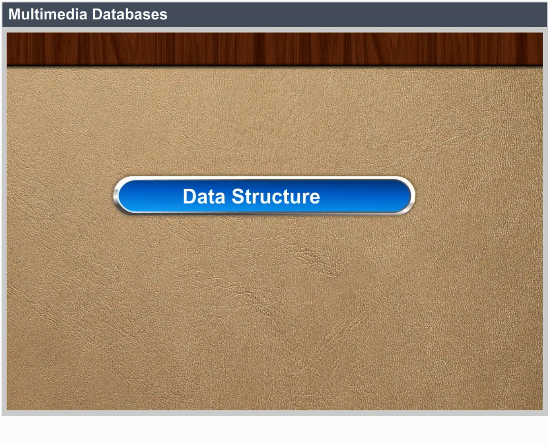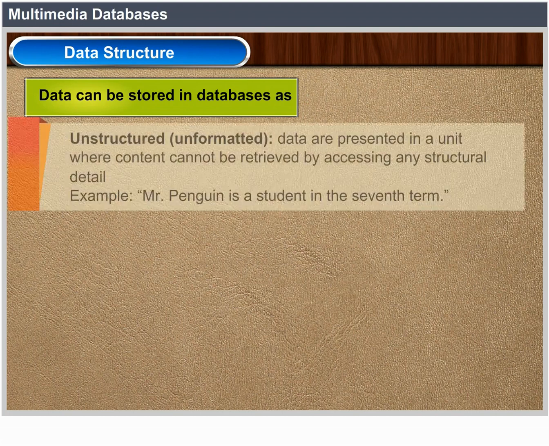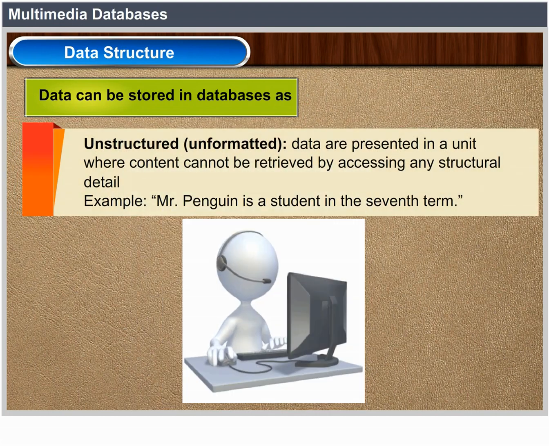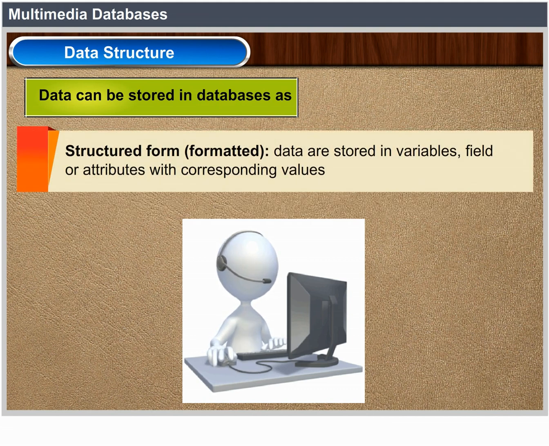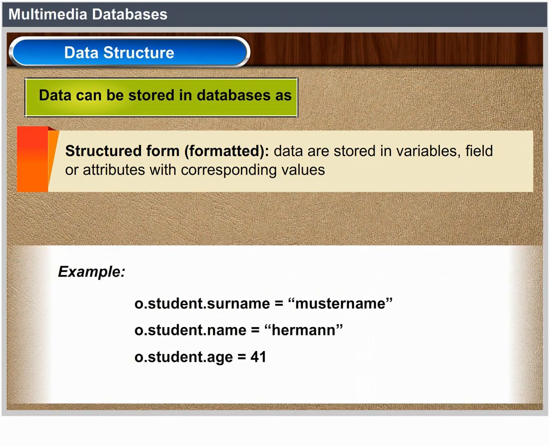Data structure. Data can be stored in databases as unstructured, unformatted. Data are presented in a unit where content cannot be retrieved by accessing any structural detail. Example: Mr. Penguin is a student in the 7th term. Structured form, formatted. Data are stored in variables, fields or attributes with corresponding values. Example: o.student.surname, Mustermann; o.student.name, Herman; o.student.age, 41.